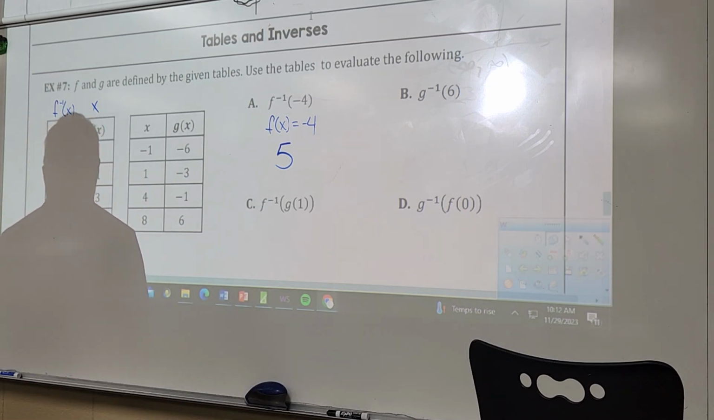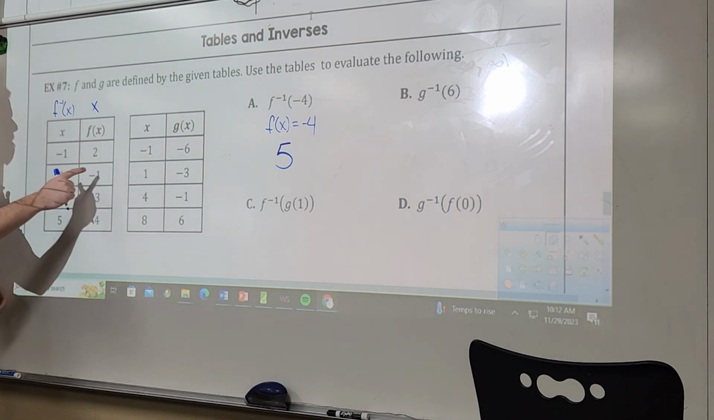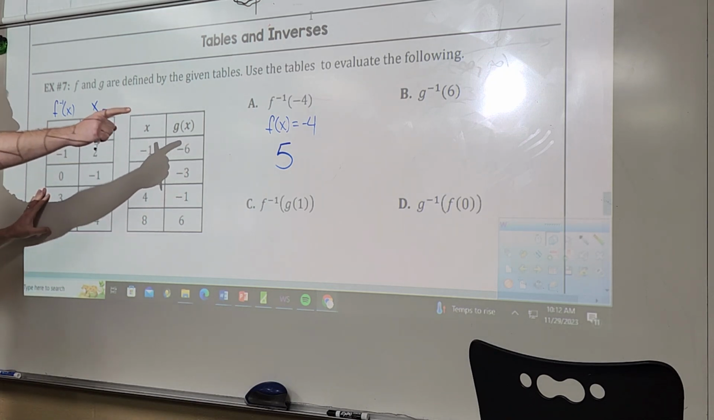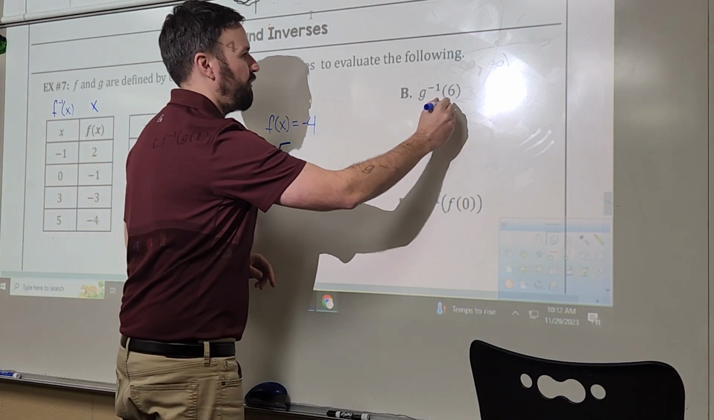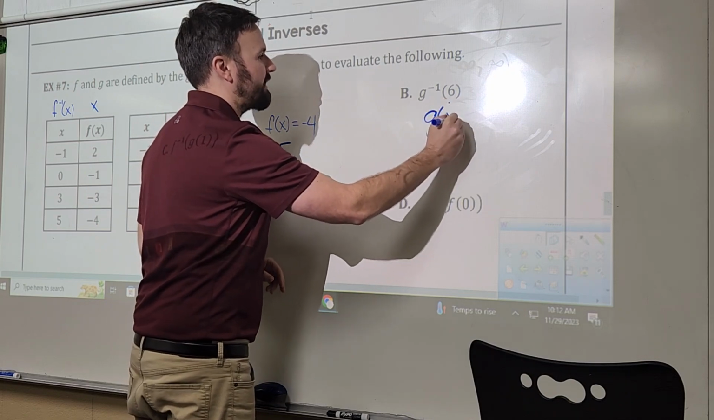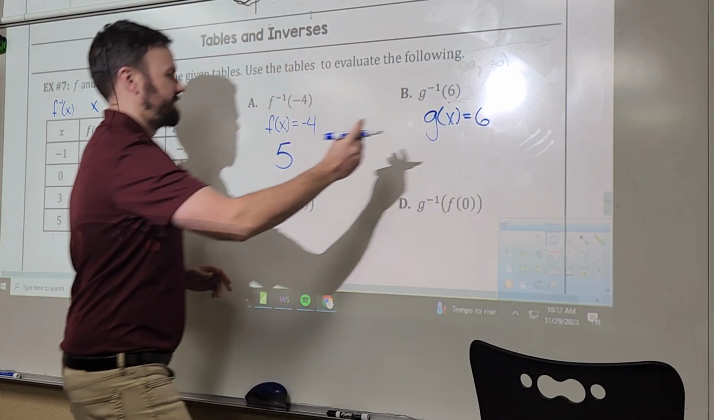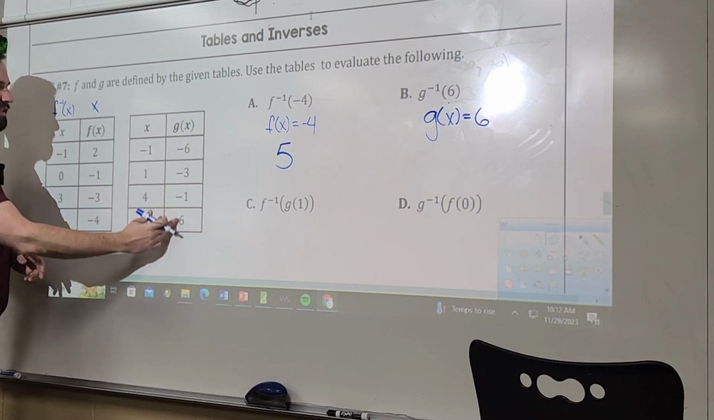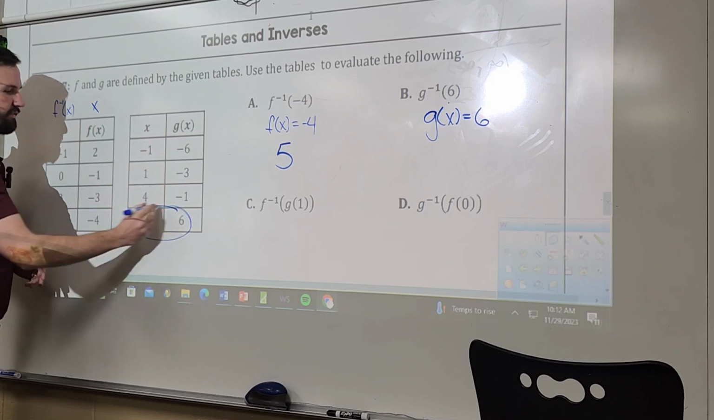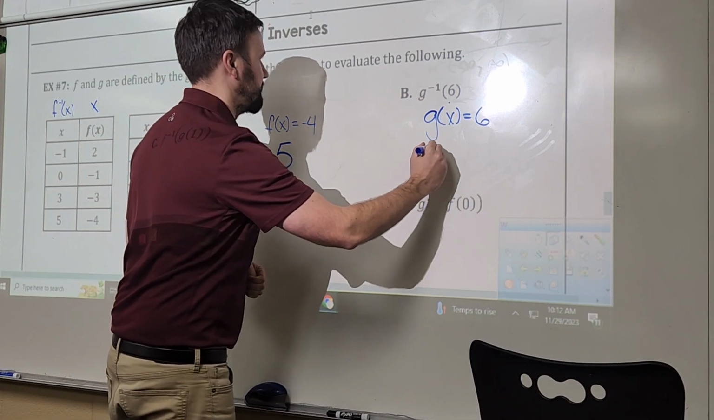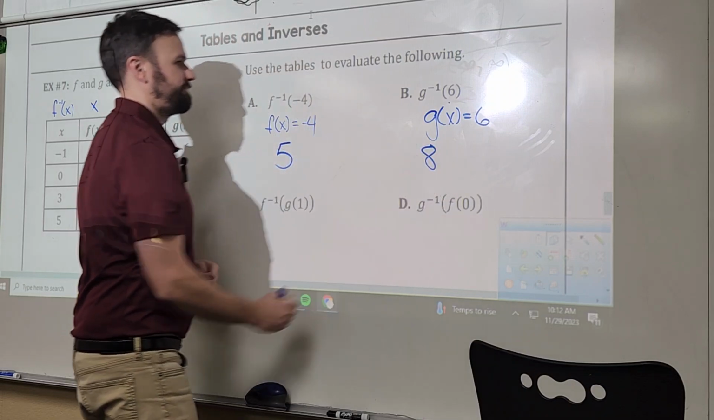How about g inverse of 6? That's saying, which g of x equals 6? Which g of x gives us 6? 8. When x is 8.